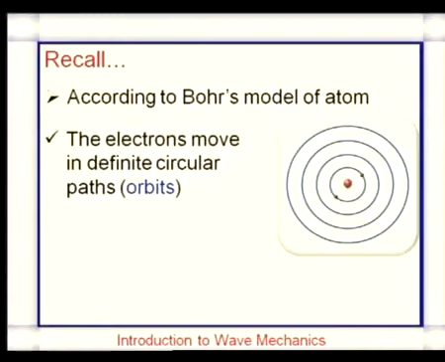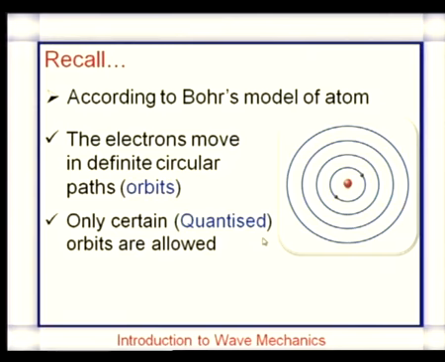Okay, let's make a beginning and recall what we learned earlier about Bohr's model of atom. You know from your earlier studies that according to Bohr's model, we have a nucleus in the center, and the electron is moving around the nucleus in circular paths, what are called orbits. It's not that the electron can take up any orbit it wishes to. There are certain restrictions on that. That means these orbits are quantized. It can take up only certain orbits around the nucleus.